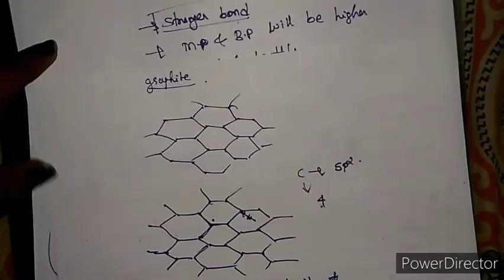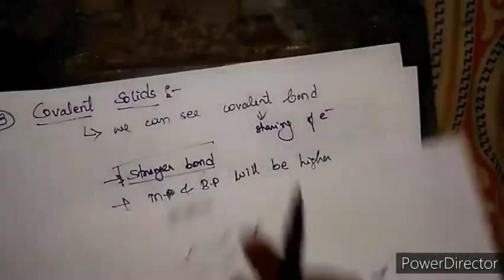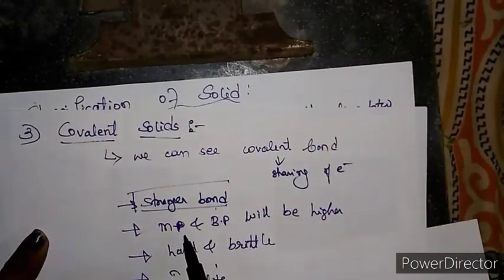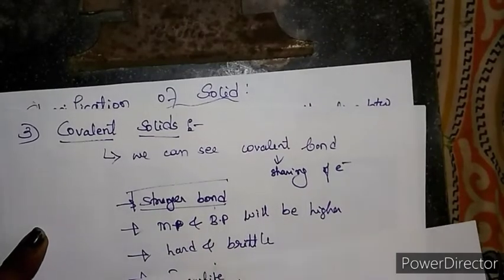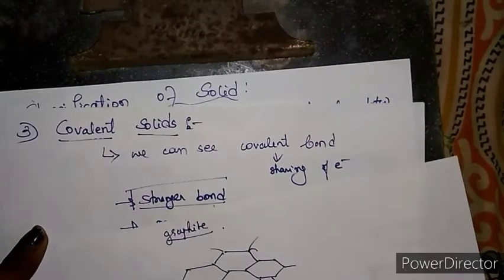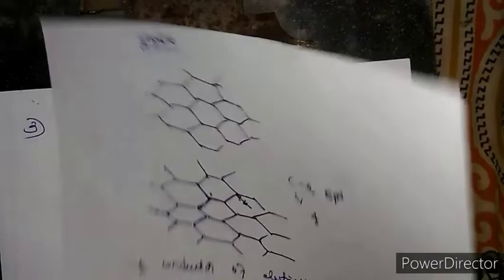Okay, this is about the covalent solid. Covalent solids have covalent bonds, and these usually have a high melting point and boiling point, but there is an exception: graphite has a lower boiling point and melting point. Okay, and also it is softer. And the next type of solid we have is the molecular solid.